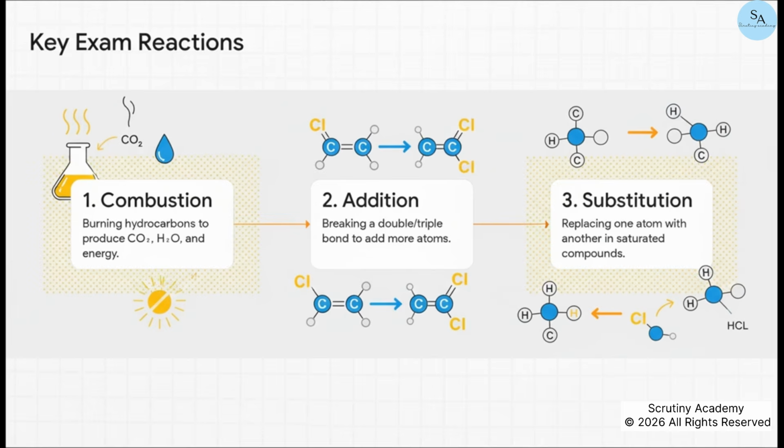Number 2, addition. This one is for our unsaturated friends, the alkenes and alkynes. You break their double or triple bond and add more atoms in. Simple. And number 3, substitution. This is for the saturated alkanes. They're already full, right? So you can't add anything. Instead, you swap one atom for another, like you kick out a hydrogen and put a chlorine in its place.